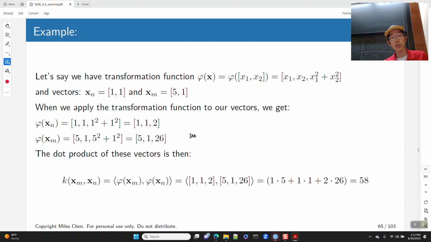And then I want to do the inner product, or the dot product, of (1, 1, 2) and (5, 1, 26). So we get 1 times 5 plus 1 times 1 plus 2 times 26. So this is 5 plus 1 plus 52. We get 58. So this is going to be the result. All I've done is take my two-dimensional vector and plug it into this transformation function. I did it for both of them, take the dot product between these two things, and we get 58.